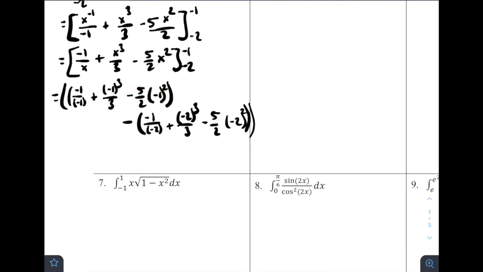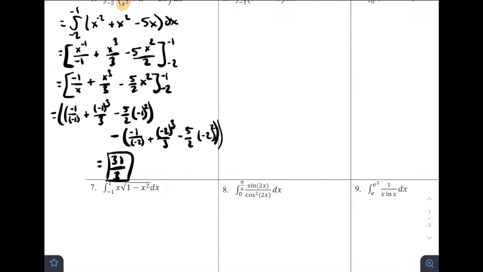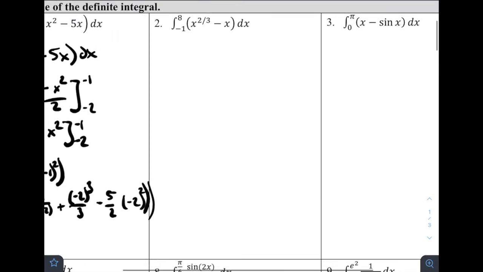If you have a calculator, great. If you don't have a calculator, I'll just skip to this and say this is going to be 31 over 3 if you end up doing that problem. If you're doing it without a calculator, you're just going to need to find a common denominator for each of these. It ends up being 31 over 3 when you simplify. So nice. Let's talk about number 2.